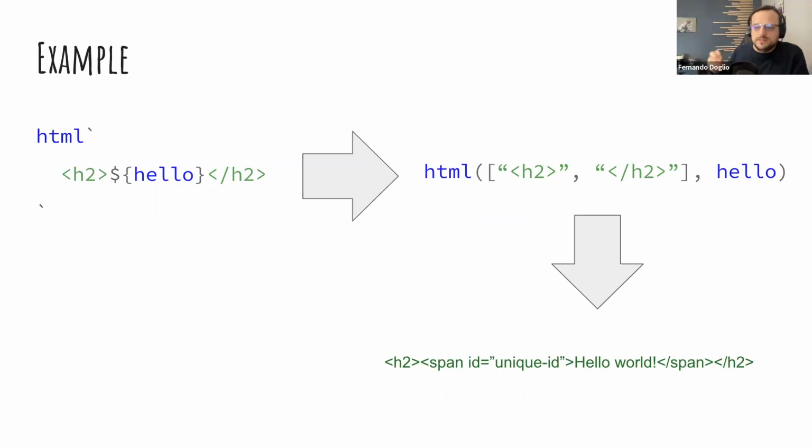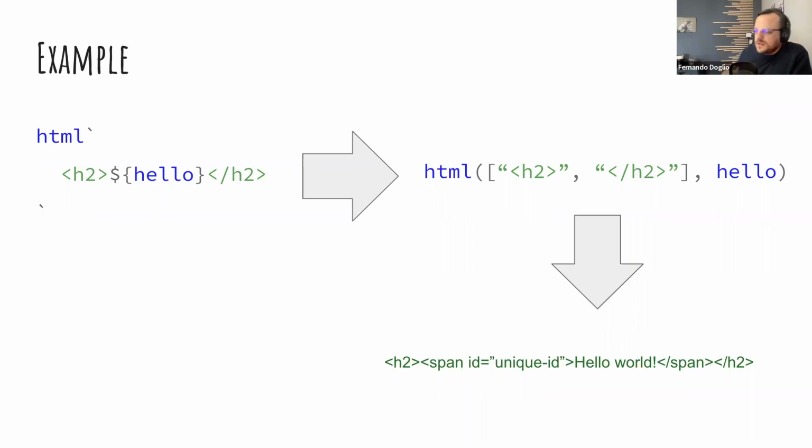If we had more interpolations here, more variables, we will have more parameters being assigned to the HTML function. So we can take those parameters and write a function that turns them into the string at the bottom, essentially the opening and closing h2 tags, but also something else inside with a unique ID. And that is where we'll use the unique ID we saw before. Because we actually have access to the ID through the variable that we receive.